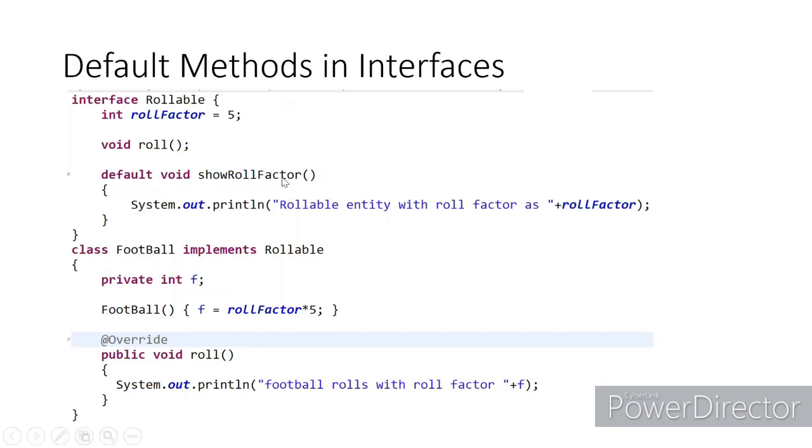Now, because it is relevant to the rollable interface functionality itself, the most logical thing for me is to add this method inside the rollable interface. But before Java 8, if I add any method, the only way to add a show roll factor method to my interface is to add it as an abstract method. Suppose I added this as an abstract method. Suppose there was no default functionality. So I added this show roll factor method as an abstract method over here.